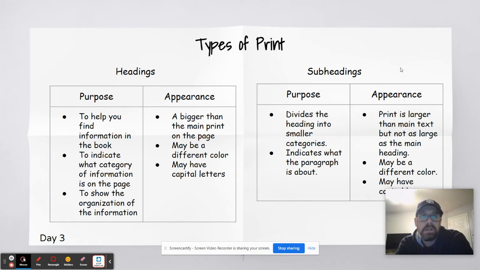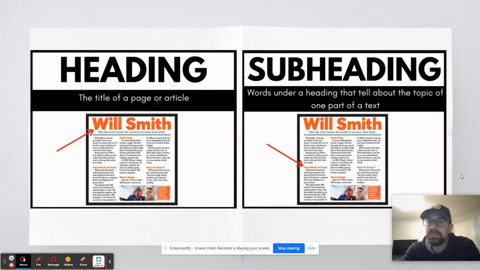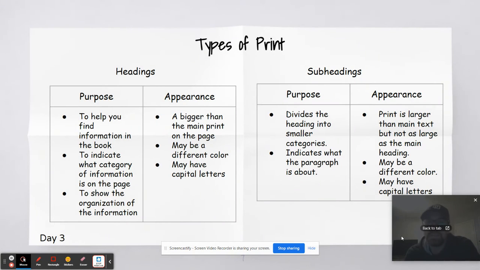I look fine. Today, we're going to talk about the types of print that you would encounter as text features. We're going to talk a little bit about different kinds of text print that you're going to encounter, what you would expect, and why you need to know those things. So, we're going to start with the basics, and you guys know this stuff.